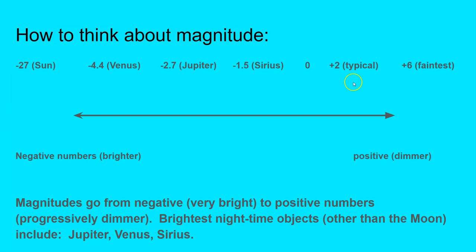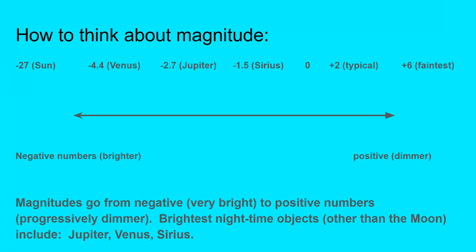We put 0 over here, and then 2, which is typically about what you see close to a city. That's about the range. +6 is the faintest you're ever going to see with the naked eye, and that's only if you've got really, really, really dark skies. Negative numbers are brighter, positive numbers are dimmer. Magnitudes go from the negative, which is very bright, to positive numbers, which get dimmer and dimmer.